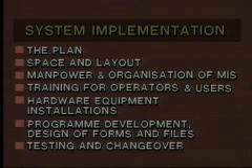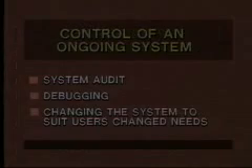Coming to the steps in implementation, they are shown in this chart on system implementation: the plan, space and layout, manpower and organization of MIS, training for operators and users, hardware equipment installations, program development, design of forms and files, and testing and changeover. It may be noted that these steps are not mutually exclusive, but may overlap. Control of an ongoing system generally involves the following: system audit, debugging, and changing the system to suit the user's changed needs.